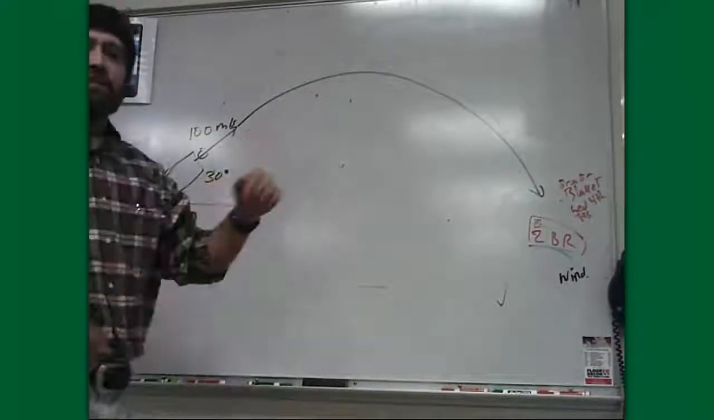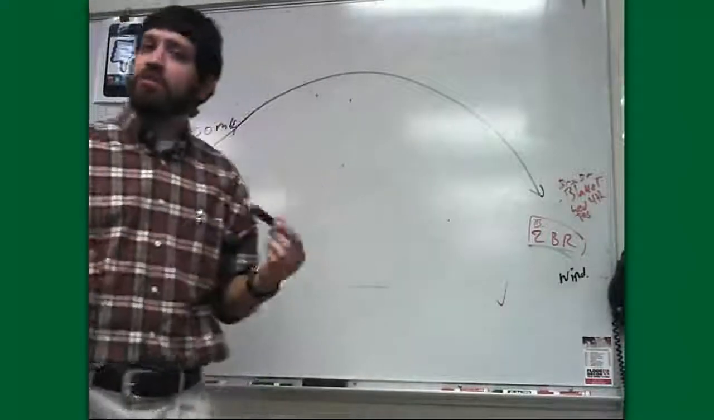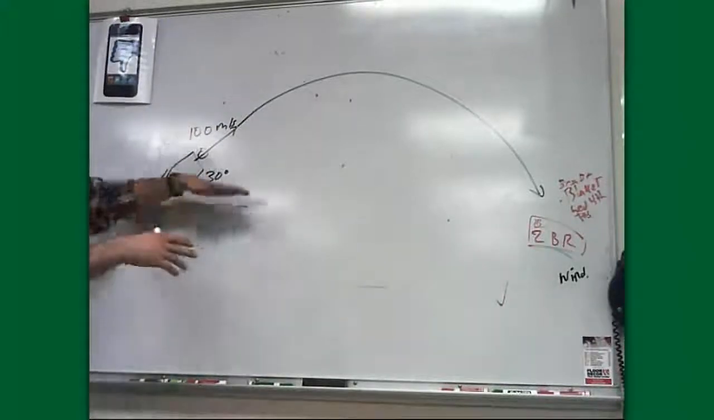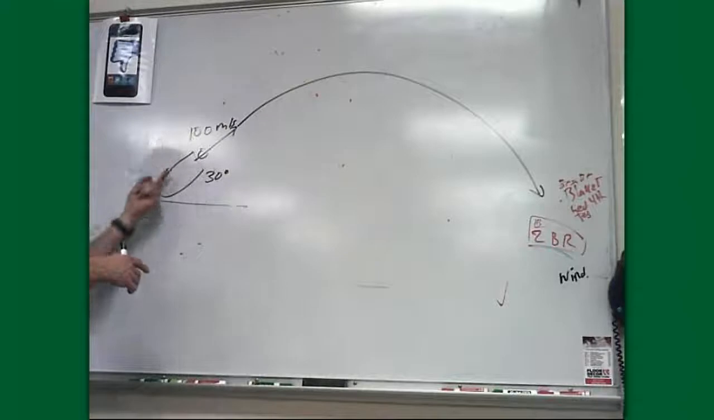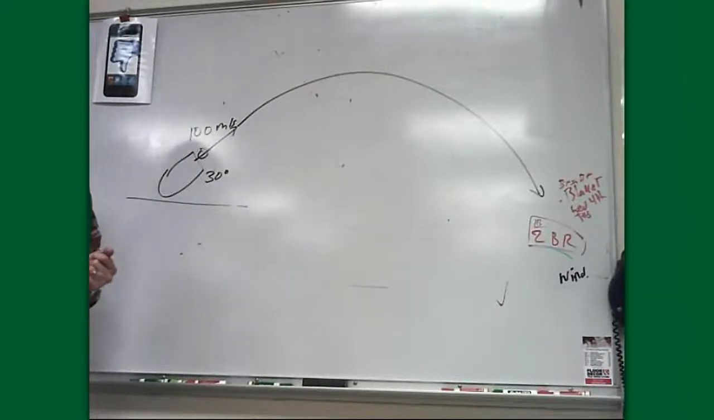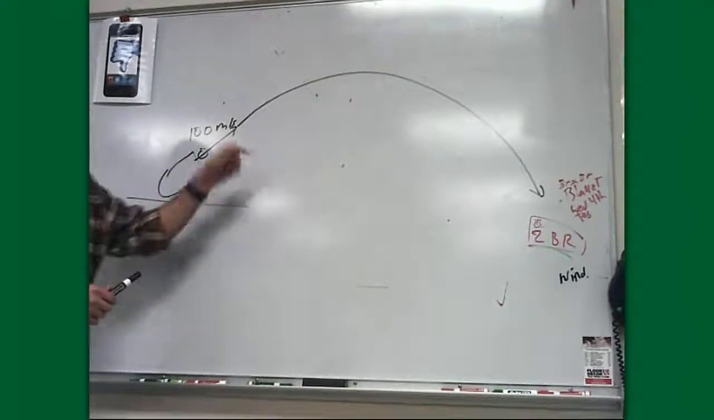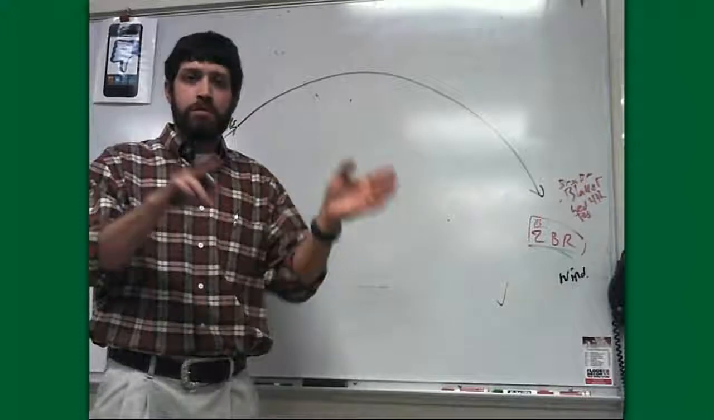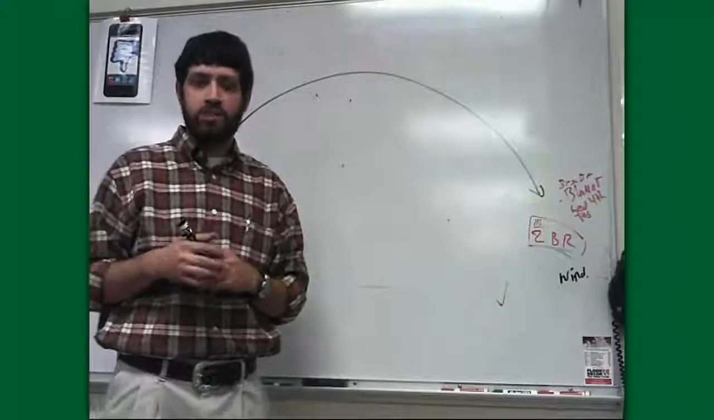This is a projectile that's not launched horizontally. It's actually launched at an angle. Maybe there's a cannon sitting on the ground. It's elevated at 30 degrees above the horizontal, and it's going to shoot a cannonball out at 100 meters per second. There's a couple similarities and differences with projectiles launched at angles compared to a projectile that's launched horizontally.